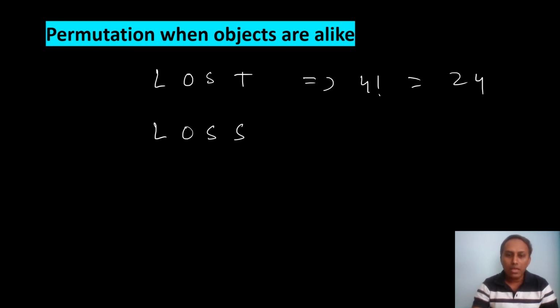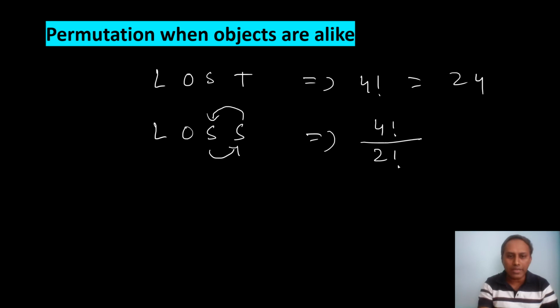Suppose LOSS. If the letters are rearranged, is your answer still 4 factorial? No. Why? Because look at this. If I interchange this S with the other S, it remains the same word, right? Therefore the answer is not 4 factorial. So in this case, what would be the answer? It is a 4-letter word, so 4 factorial upon 2 alike, so 2 factorial.